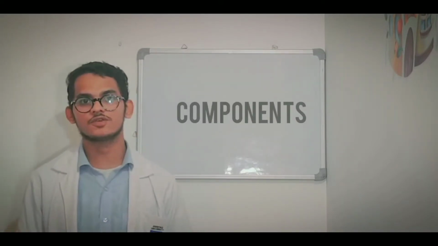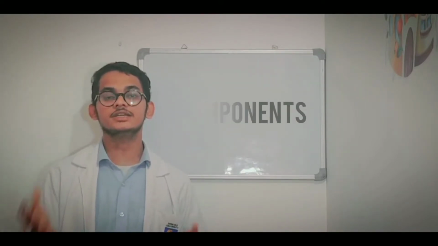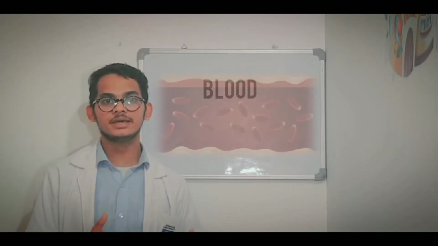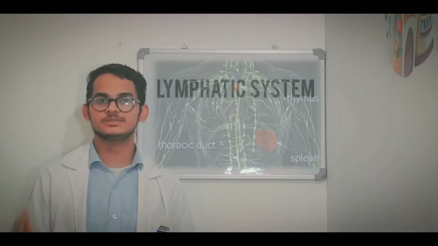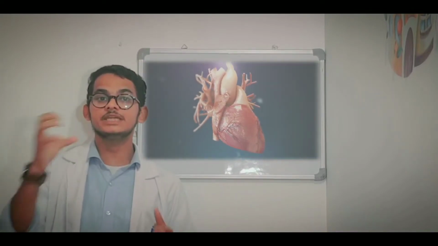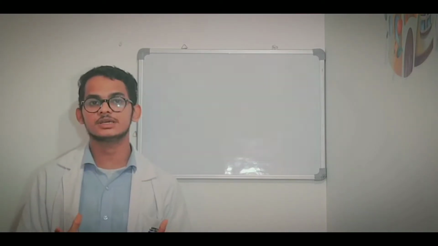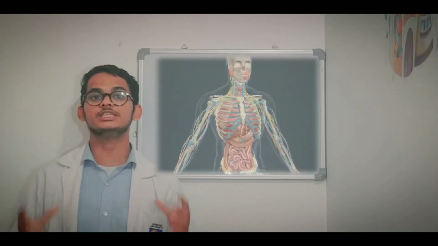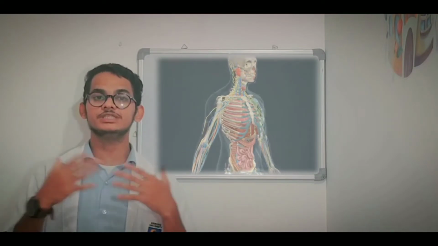Let's see what the circulatory system consists of. As I said earlier, it consists of the heart, blood vessels, blood and also the lymphatic system. The heart. The heart is a hollow muscular organ that pumps the blood through the circulatory system by rhythmic contraction and relaxation. The heart is located in the chest cavity right between the lungs.